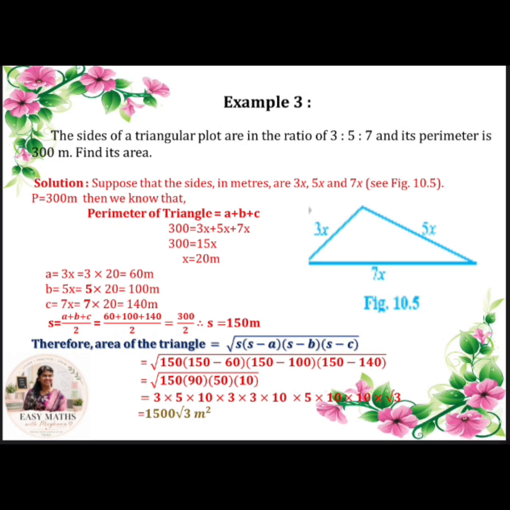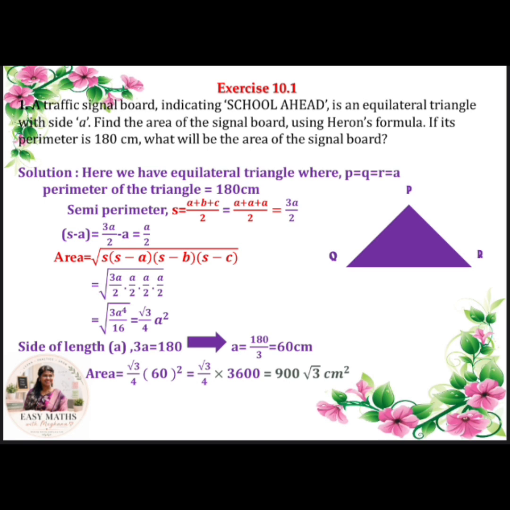In the last video, we discussed the example problems. Let us continue with exercise 10.1. A traffic signal board indicating school ahead is an equilateral triangle with a side A. Find the area of the signal board using Heron's formula. If its perimeter is 180 cm, what will be the area of the signal board?